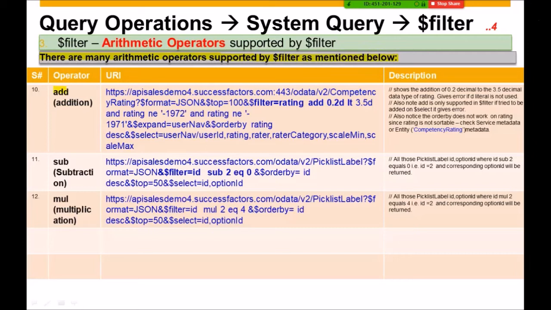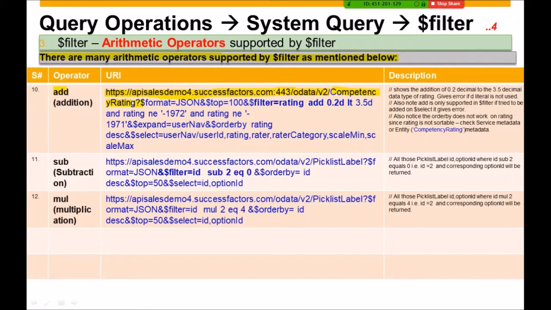First of all, let's look at the operator which is addition, or in short we call it add. Here we have the query https://apisalesdemo4.successfactors.com:443, which is the SSL port, /odata/v2. Up till here we have the OData URI, then we have the query being executed on the CompetencyRating object, and preceded by the question mark we have all the query parameters.